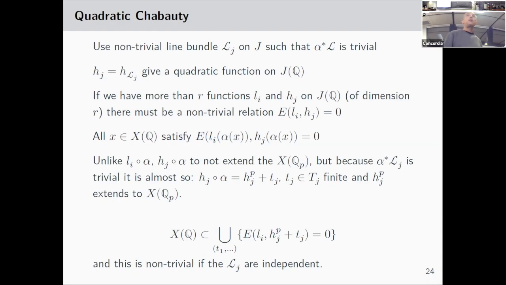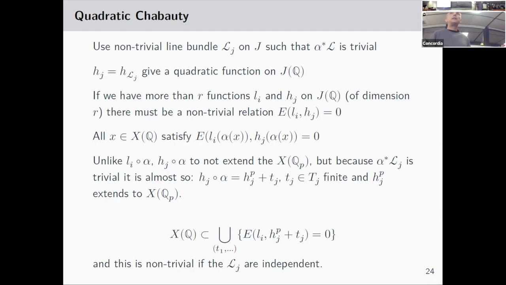So the polynomial of L_i of alpha x and H_j of alpha x is 0. So that's some function. Now, unfortunately, it's not a function that extends to Q_p. The L's, as in the usual Chabauty, do extend to Q_p, but the H's don't. The H's are a sum of a lot of terms somehow.